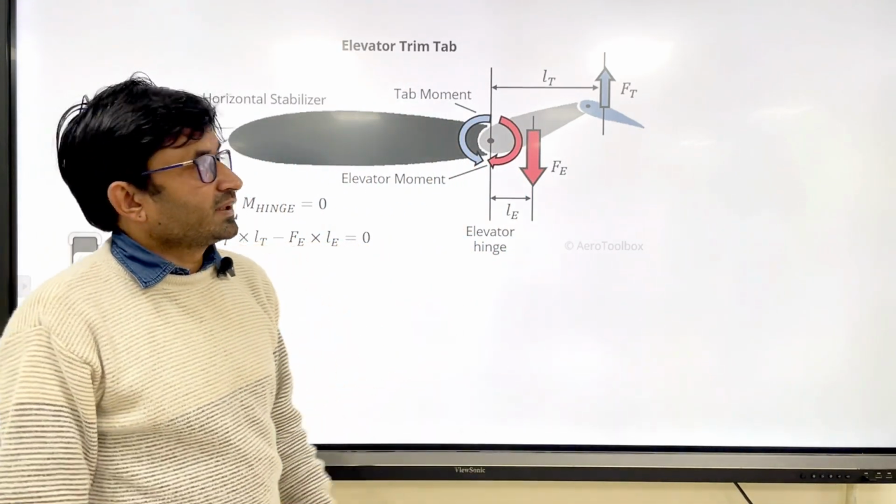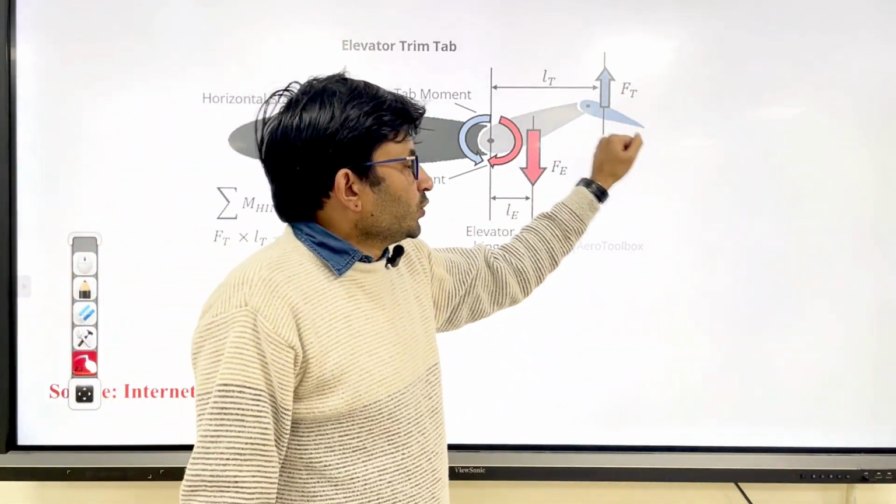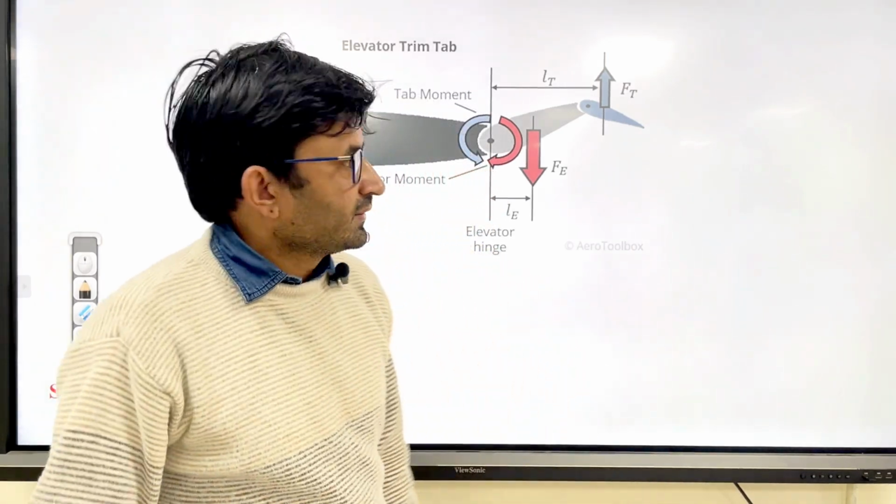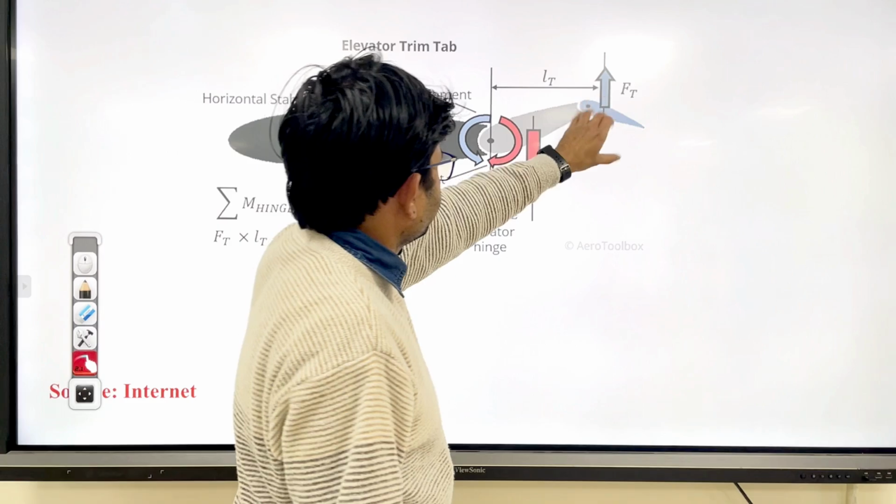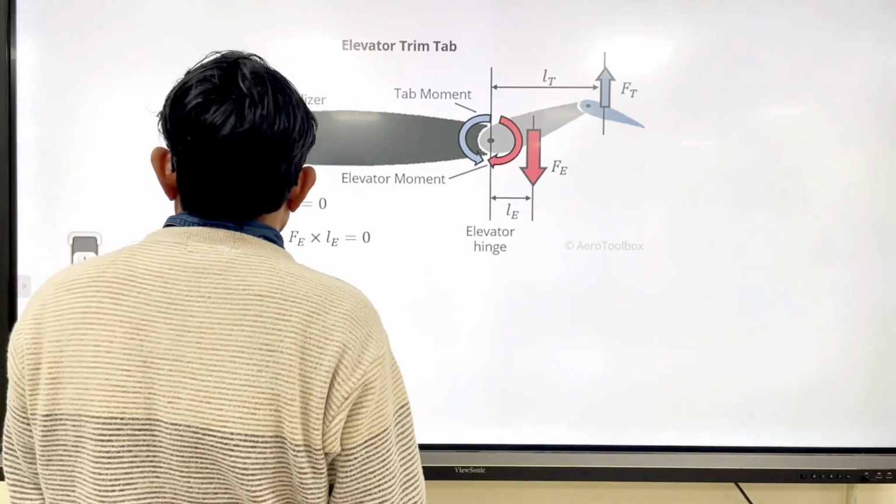But again, there is a disadvantage. You will lose some effectiveness of the elevator. But this is a very effective way to zero out the hinge moment.